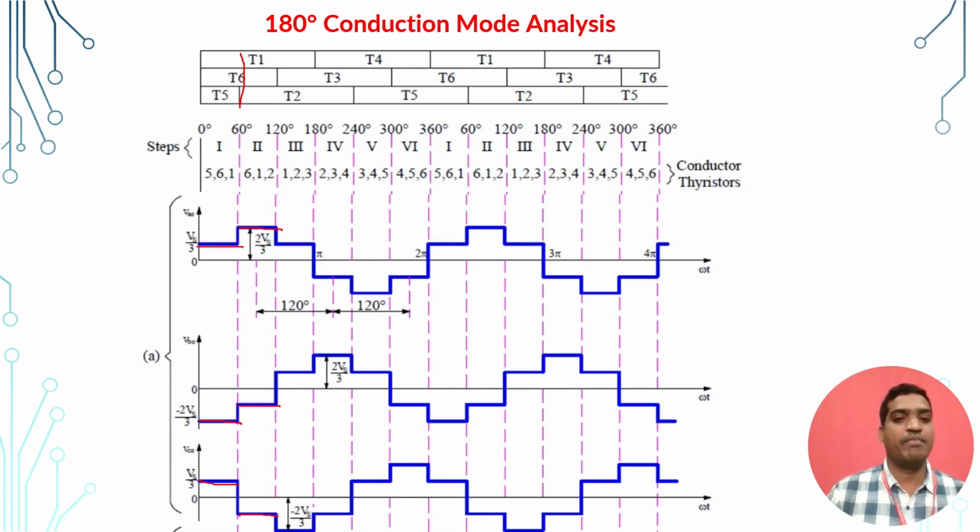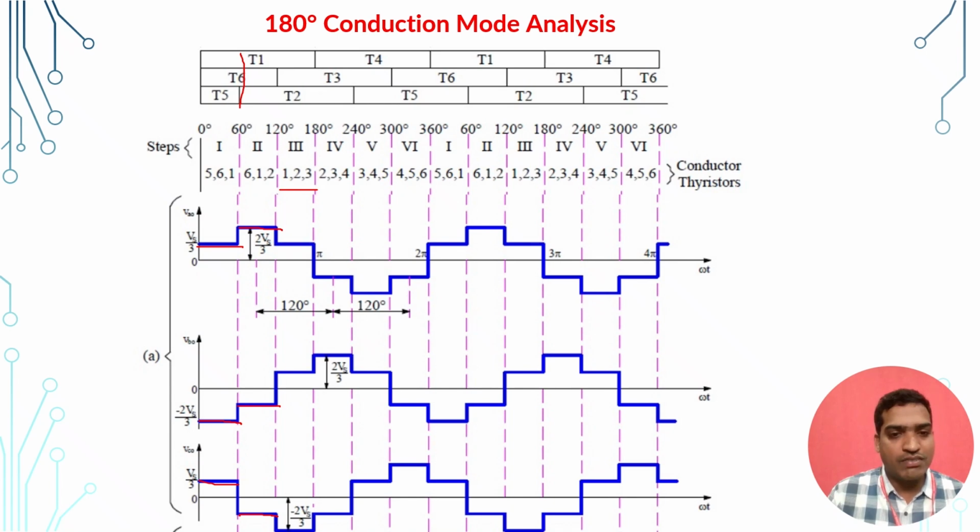In a similar fashion, coming to the next interval, that is the 120 to 180 degree mode, here switches 1, 2, 3 are turned on at a time. That means switches 1 and 3 belong to the positive group thyristors, and switch 2 belongs to the negative group thyristors. Simply, if you want to remember the positive group and negative group, all odd number switches are called positive group thyristors, and all even number switches are called negative group thyristors. So here 1, 3 are the positive group and 2 is the negative group. Already we discussed the equivalent diagram. In this particular interval, at VA0, Vs by 3 voltage will be generated.